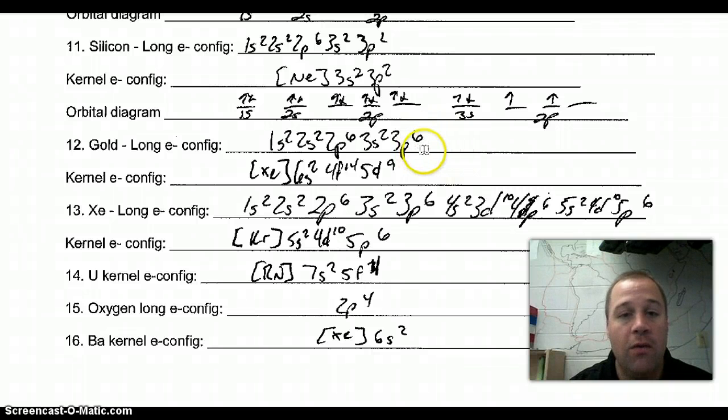Gold continues on from 3p6 and it fills up all the way until you get to 5d9. So if you were looking at your sheet and comparing it, it does end in 5d9. That's my fault for not getting that.